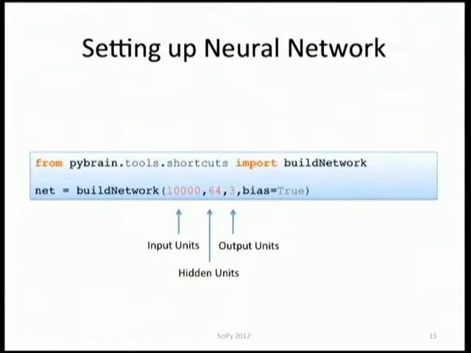Setting them up in Python using PyBrain was ridiculously easy. I'd never used PyBrain before this project, and I was a little bit blown away by how easy it was. To actually create the neural network that I showed you, it had 10,000 input units, 64 hidden units, and 3 output units. It's literally 1 line of code that lets me set up the neural network.